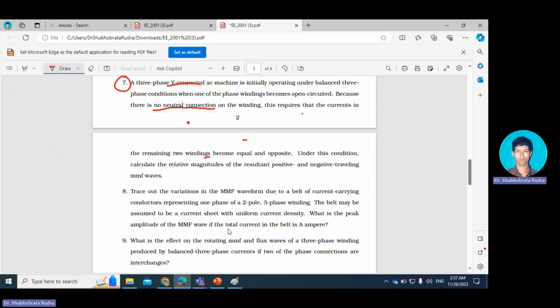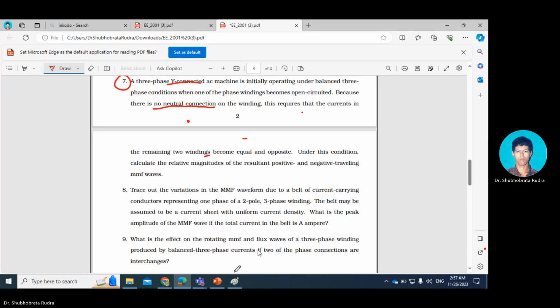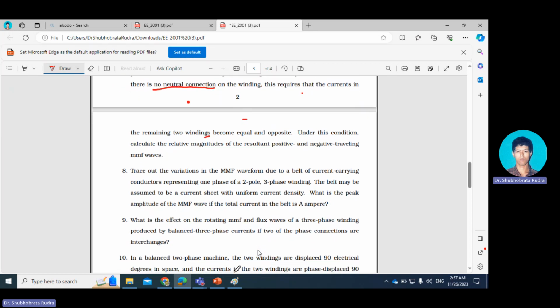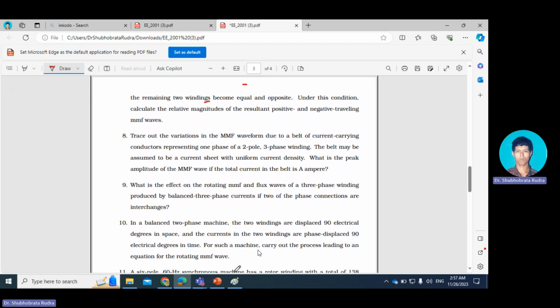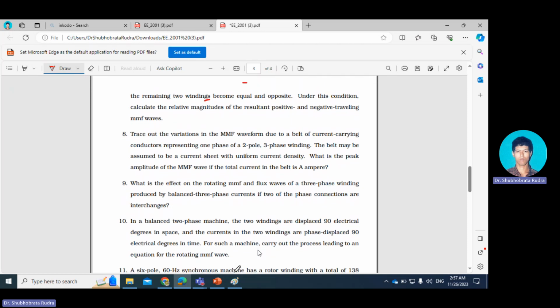Now, question number 8 already discussed. Let us come to question number 9. What is there in question number 9? What is the effect of rotating EMF and flux waves of a three-phase winding produced by balanced three-phase current if two of the three-phase connections are interchanged? This problem, already we have a solution of this one. Let me take you to the presentation where we can easily see the solution.